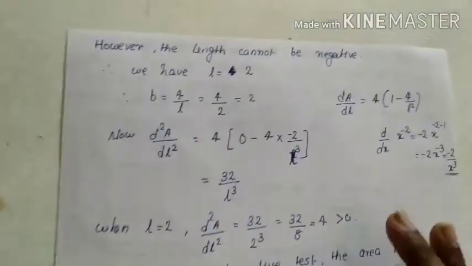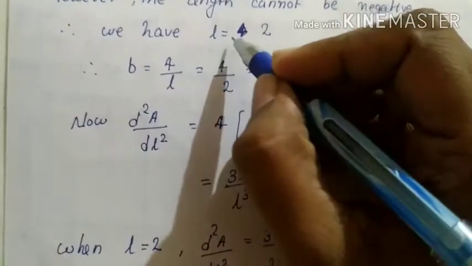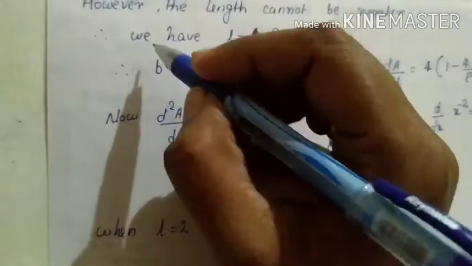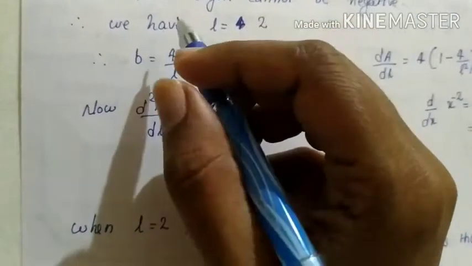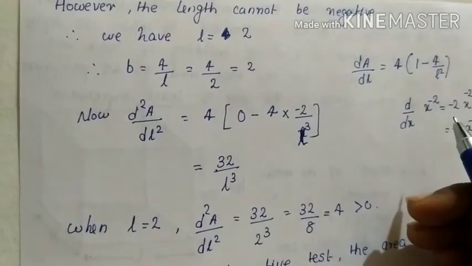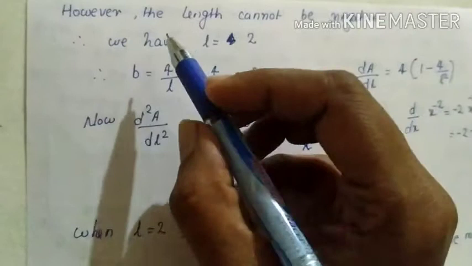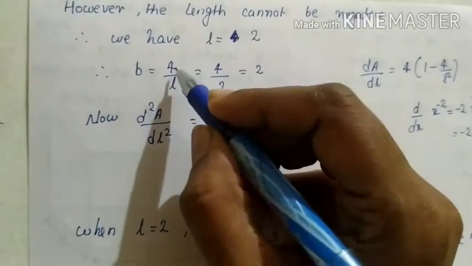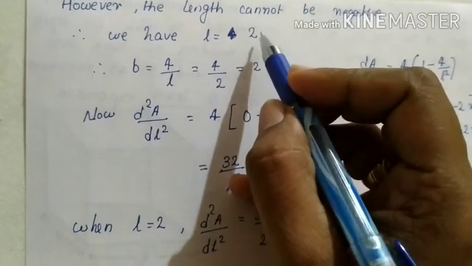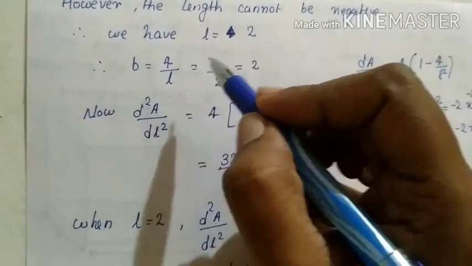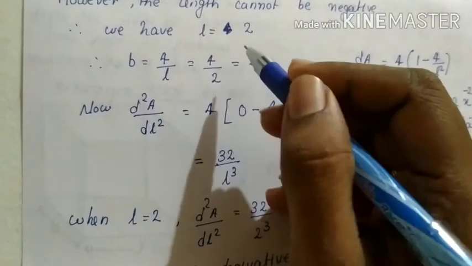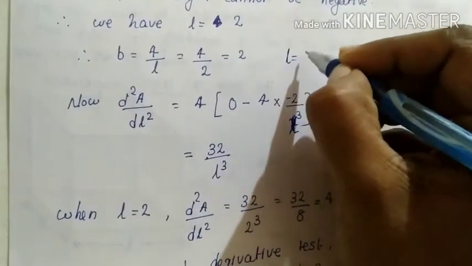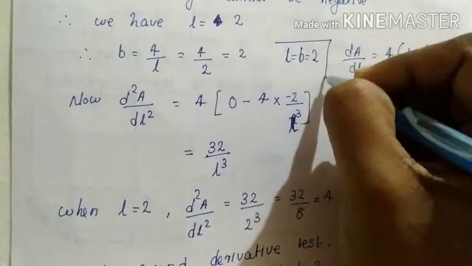Next, we have L equal to 2. So we know we have L equal to 2, and therefore B equal to 4 by L. Substituting the value of L as 2, we get 4 by 2 equal to 2. So we get the values of L and B: L equal to B equal to 2 here.